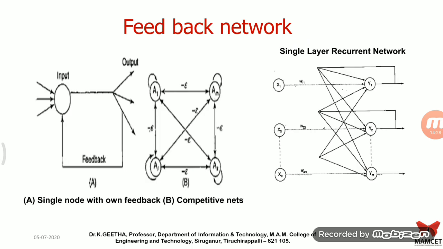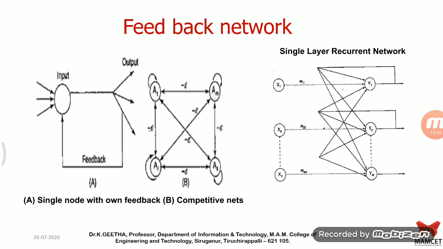See here, we have the feedback networks. So we have the input and the output. The output is given as input to the input node or neuron, which is known as a single node with own feedback. The next one is competitive nets. In competitive nets, the output is given as input to the previous node, as well as the weights of all interconnected nodes will be the same. Here we have specified it as epsilon, which is known as the competitive nets.